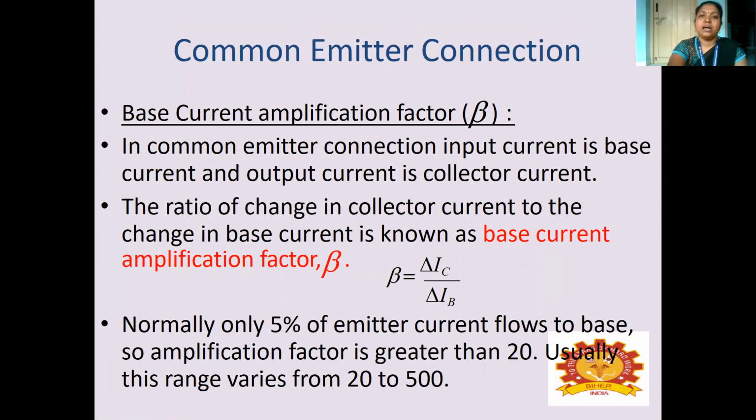In the common emitter connection, the input current is the base current and the output current is the collector current. So here beta, the base current amplification factor, is the ratio of del IC by del IB, or the change in the collector current to the change in the base current. Normally only 5% of the emitter current flows to the base. So the amplification factor is greater than 20, usually a value between 20 to 500.